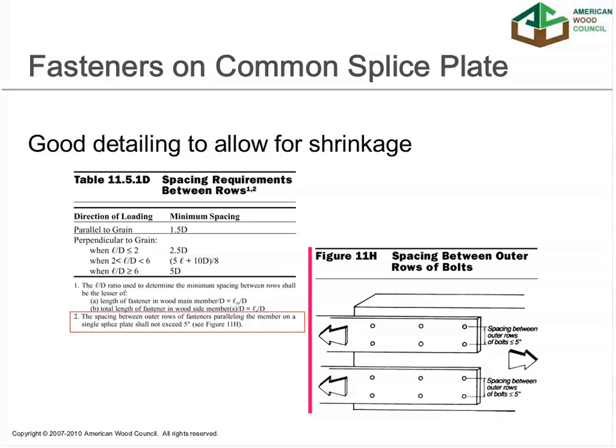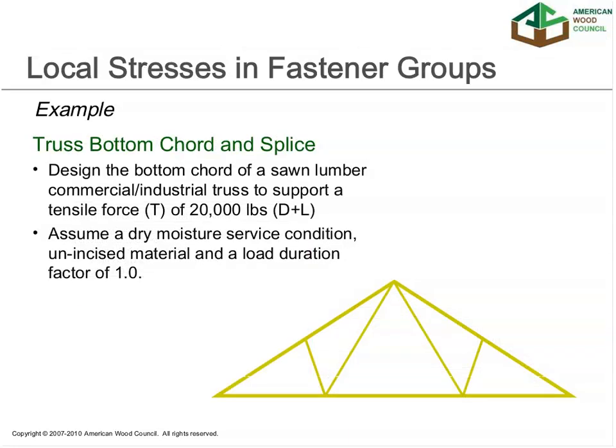And again, to reiterate this whole issue of spacing between outer rows of bolts, Table 11.5.1D of the NDS specifically shows that requirement for a maximum of 5 inches between outside fastener rows. And so I wanted to make sure we see that up front before we go too much further into the example problems. So let's look at an example of a truss bottom cord with a splice.